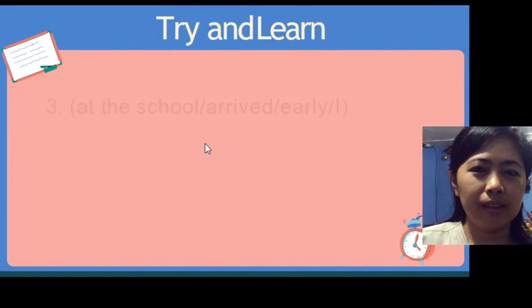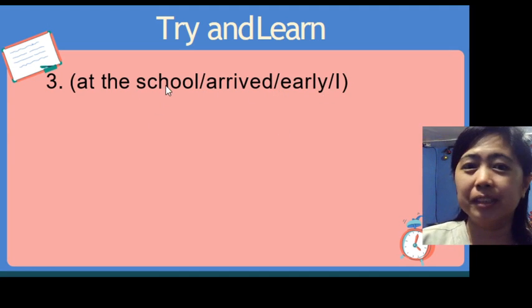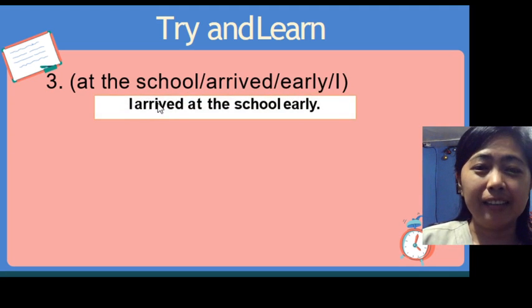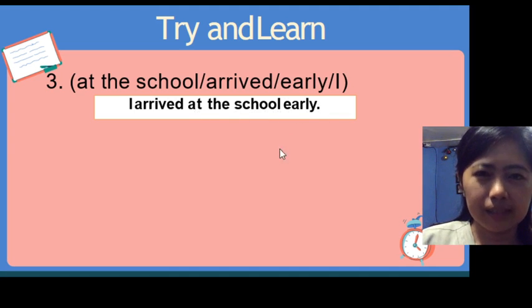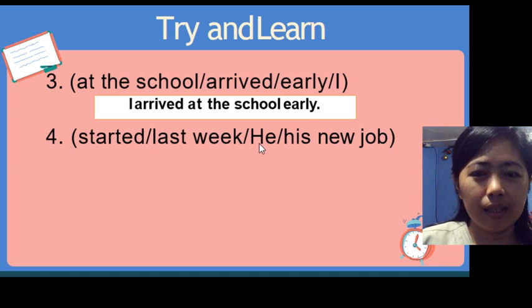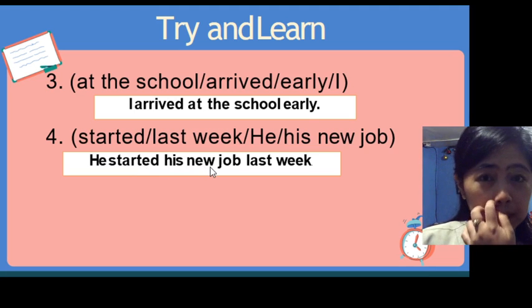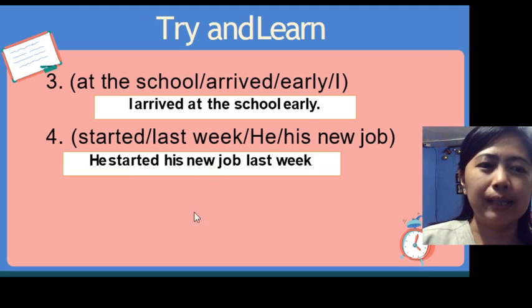Another: at the school arrived early I. Very simple. So I arrived at the school early. At the school, place, early, time. Next: started last week his new job. How do we organize them in a sentence? We say, he started his new job last week. So he, subject, started, verb, his new job, then last week, time.